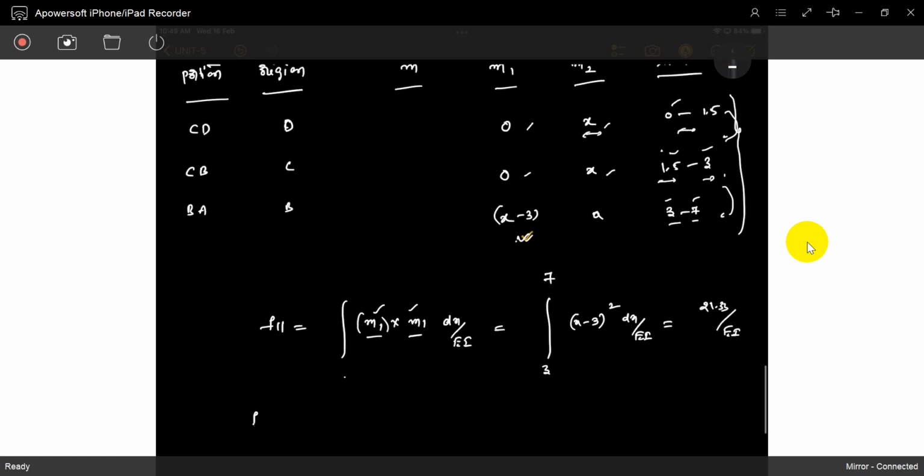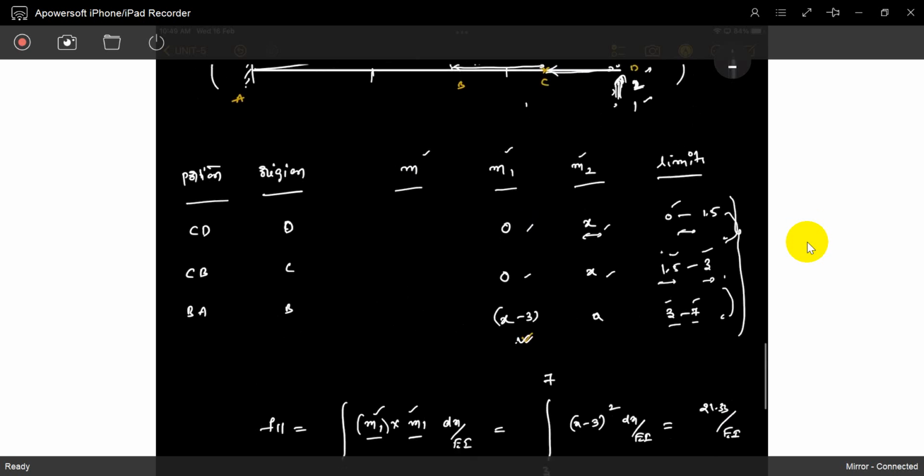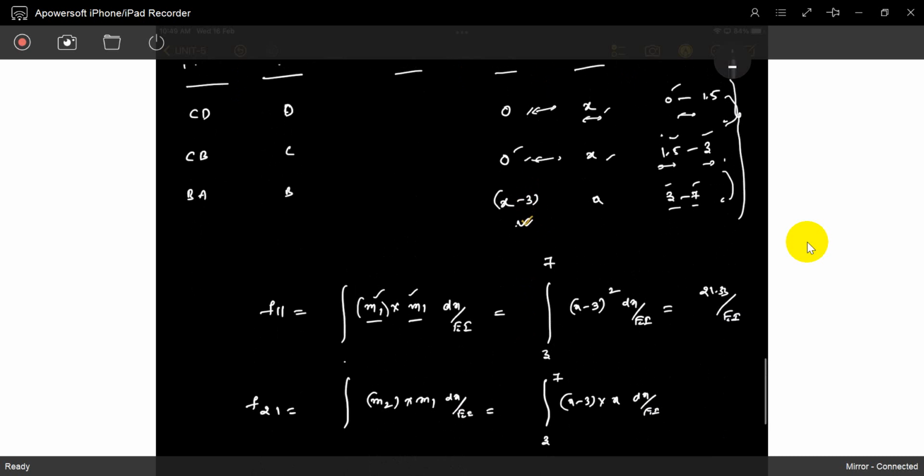Okay. Now I will come to this location. F21, if you require F21, you can write M2 and M1. M2, M1 required. Here if you see, the first part is 0, 0, second part is 0 into x, 0, third part is remaining. What is that value? (x minus 3) into x. Understood? (x minus 3) into x dx by EA. Limits 3 to 7.